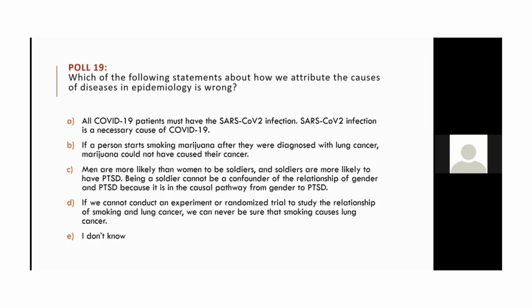Because here the question asks which of the following statements is wrong. Here, SARS-CoV-2 is a necessary cause of COVID-19, right? We talked about that. And then in B, if a person starts smoking marijuana after they're diagnosed with lung cancer, it could not have caused their cancer. This is the temporality thing that we were talking about. The marijuana ingestion has to come before the onset of lung cancer for it to have a chance of being the cause. Then C is confounding. We'll talk about confounding in a moment.